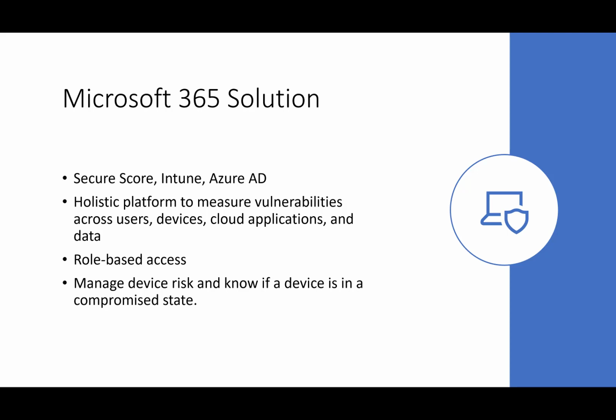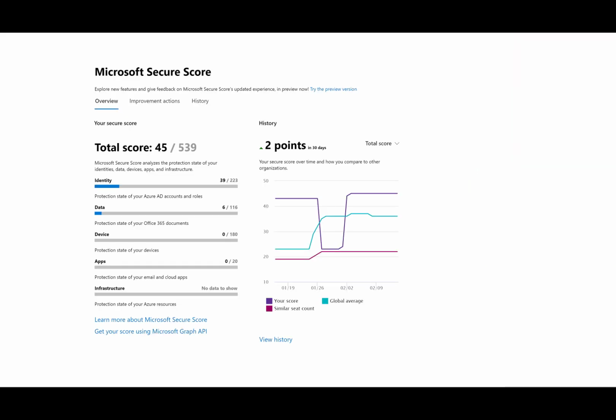And we manage device risk and know if the device is in a compromised state with Intune. So it's saying, hey, if I've implemented a policy that detects for antivirus being present in a good state on the device, or if I'm saying that you need BitLocker or encryption on the device, it can go out of compliance if those things aren't met.